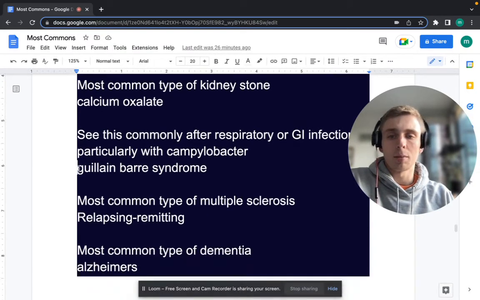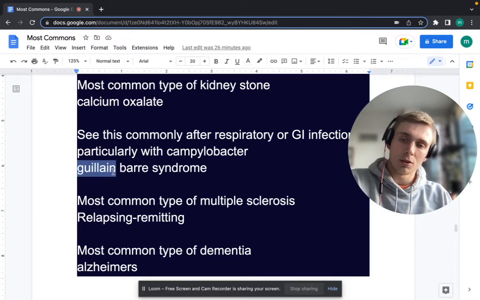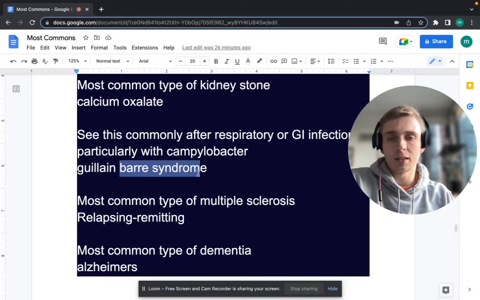The other thing about Guillain-Barre syndrome is you don't treat with steroids, you do IVIG. Also, on CSF analysis it's going to have elevated protein, but not elevated white blood cells. So a couple important facts to know about GBS. Remember, most commonly after Campylobacter jejuni, which is a GI infection, or it could be respiratory as well.